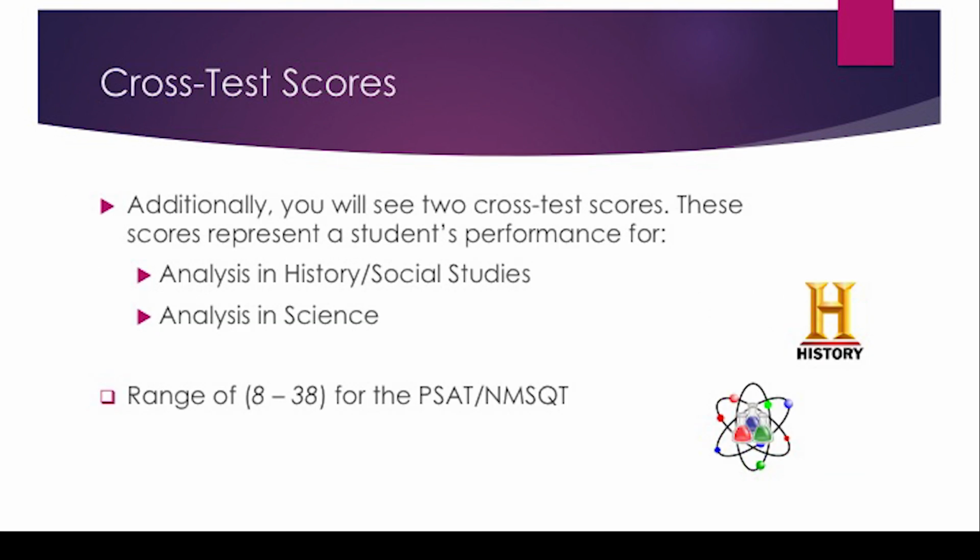Additionally, you will find cross-test scores. These scores represent a student's performance across the domains of history and science. Although there are not specific sections for history and science, these questions were found in the 3 main test sections of reading, writing and language arts, and math. The range of the cross-test scores is also 8 to 38.